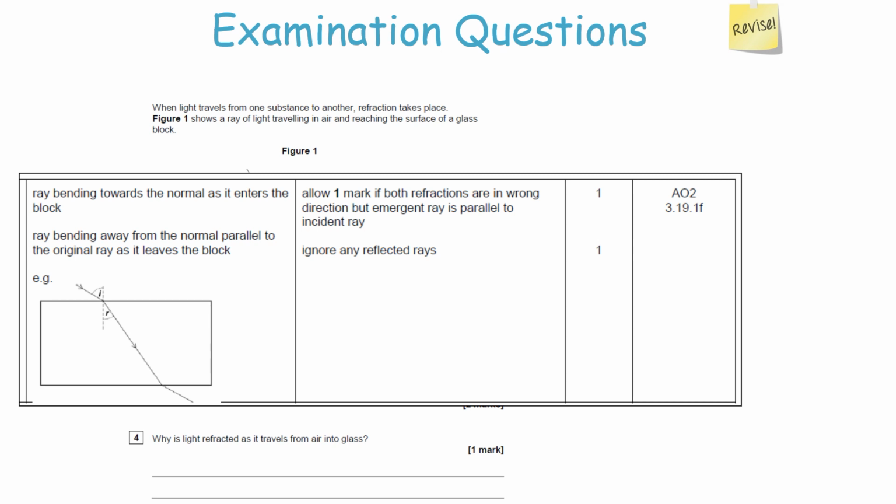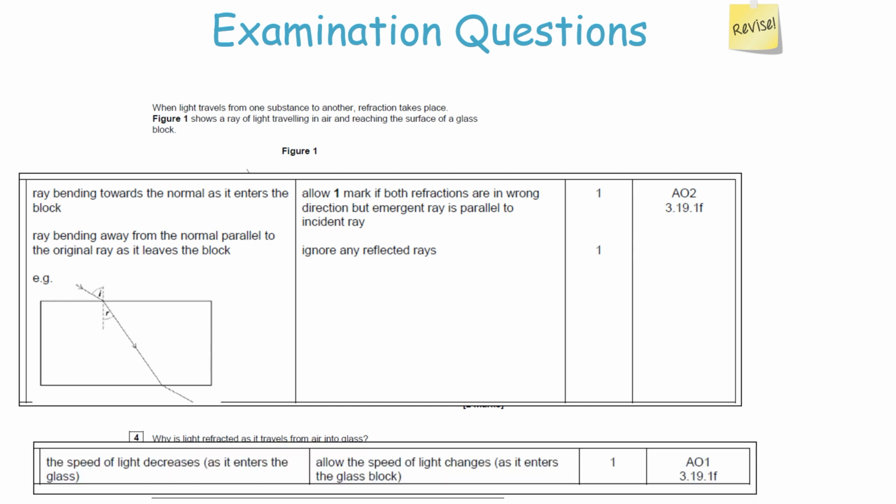Now why is the light refracted as it travels from air to glass? Well, it's the idea that the speed of the light will change, because it's going from materials of different density. So it's going from air to glass, which is a more dense material, so therefore it will slow down. So you would say the speed of light decreases as it enters the glass block. Refraction is all due to the angle at which the object hits the new material, and the fact in the new material it is travelling at a different speed.